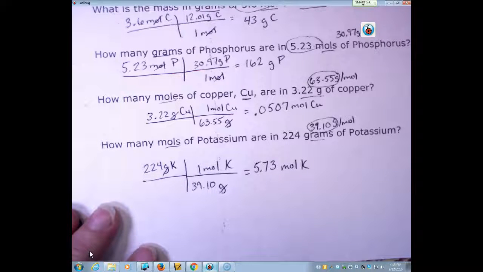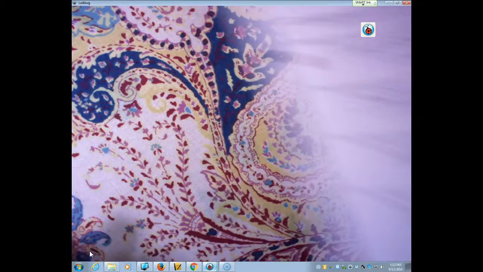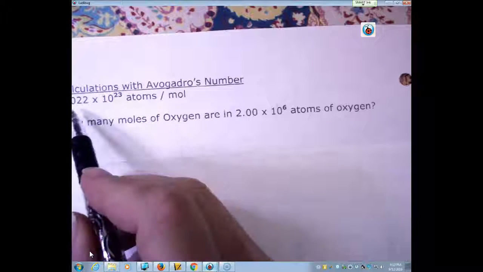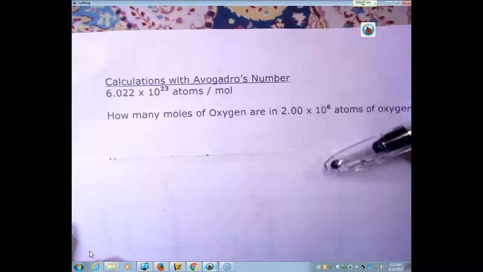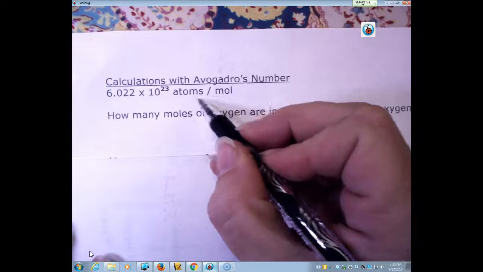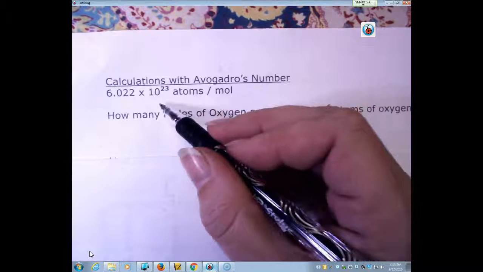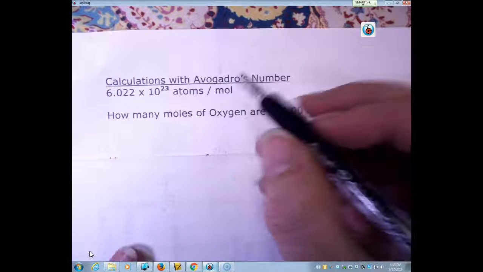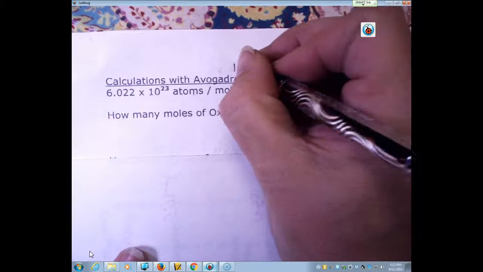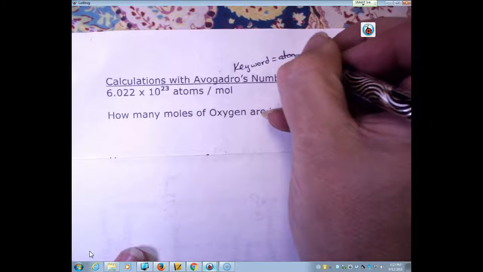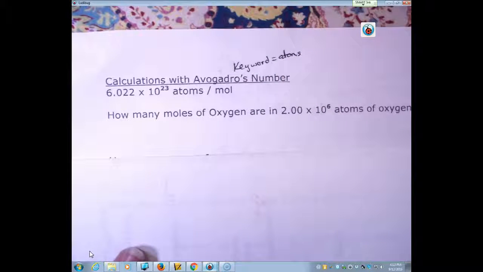Now we're going to work with Avogadro's number. Avogadro's number is given to you. It's 6.022 times 10 to the 23rd atoms per mole. And again, it will convert atoms to moles and moles to atoms. This number is not one you have to memorize. It is given to you. To know when you have to use Avogadro's number, our key word is the word atoms. If you see the word atoms anywhere in a problem, you are going to have to use Avogadro's number somewhere.